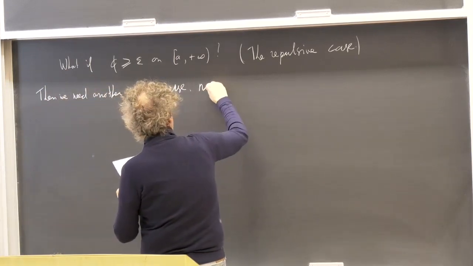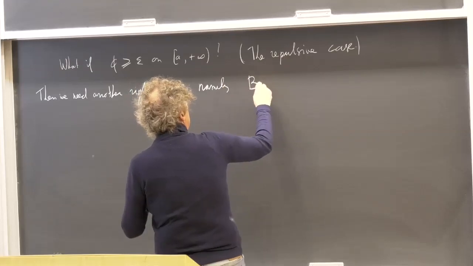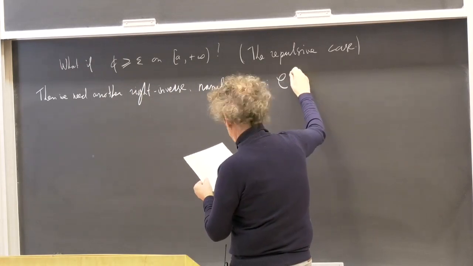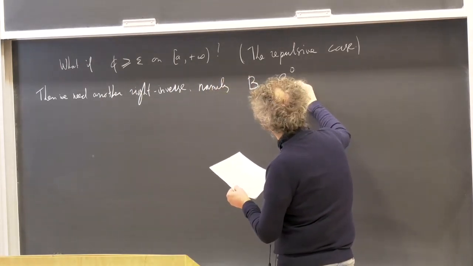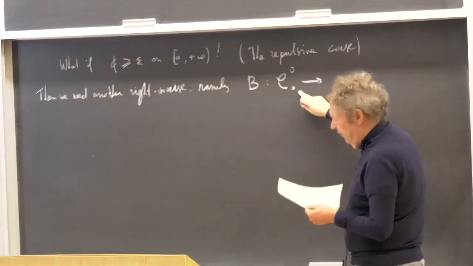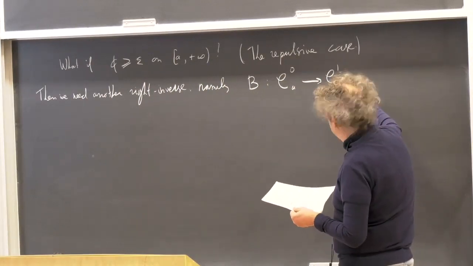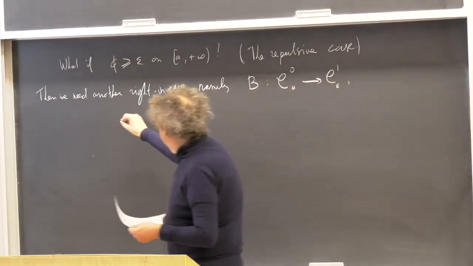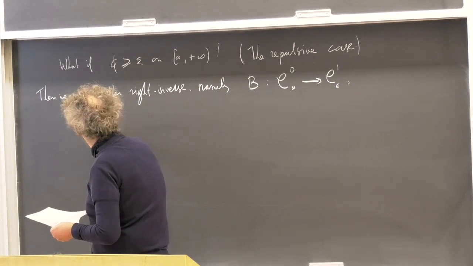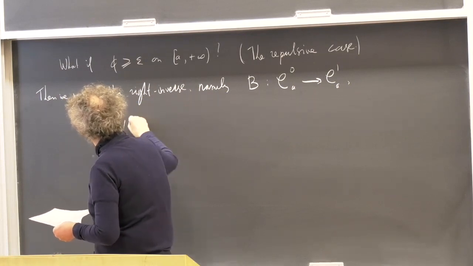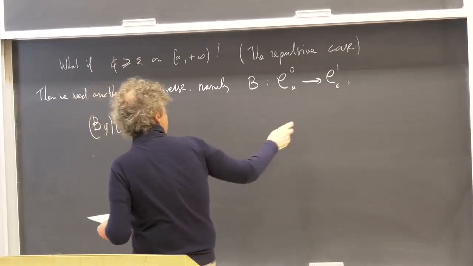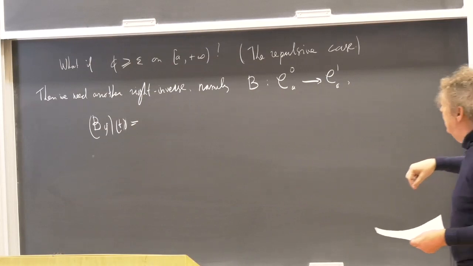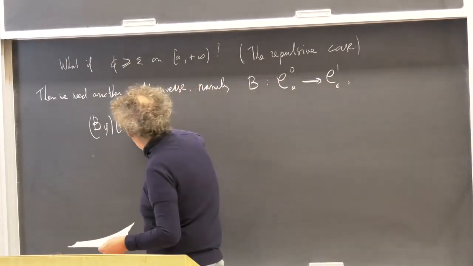Namely B again, which goes from C. For the moment, I'm just defining it as a map from C0A to C1A, and where BG, T, well, it's almost the same formula, except instead of integrating from A to T, you integrate from infinity to T, right?